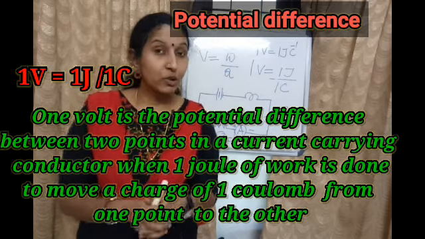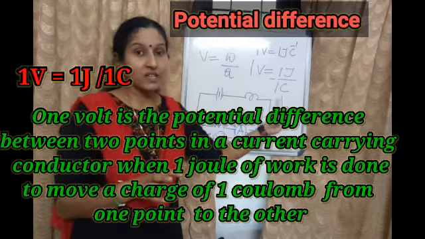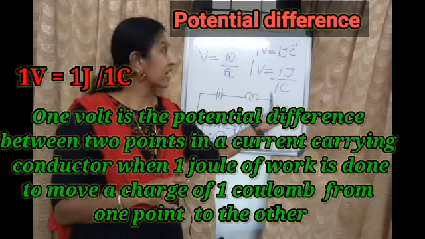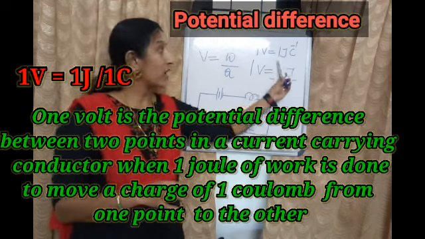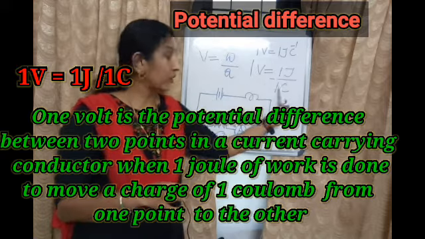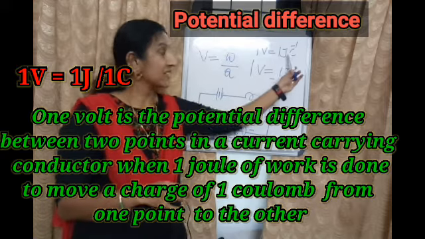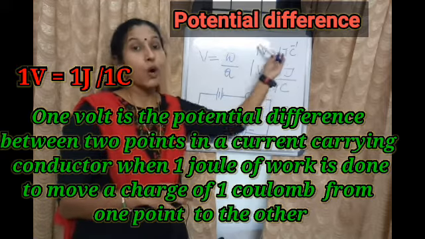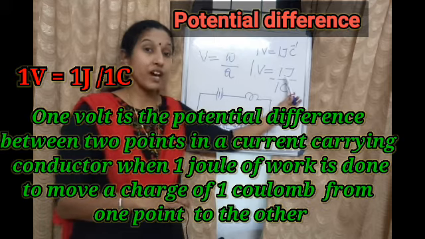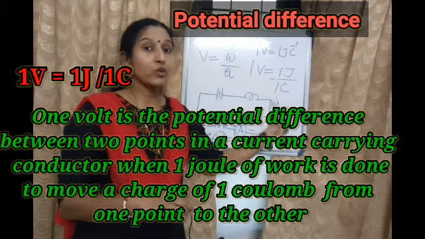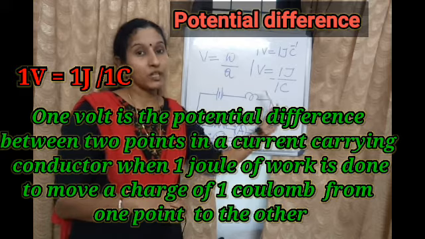1 V equal to 1 J by 1 C, and the same thing can be written in another way also. 1 V equal to 1 J C raised to minus 1. You know, 1 coulomb can be written as C raised to minus 1. So 1 volt is the potential difference when 1 joule of work is done to move 1 coulomb of charge from one point to other.